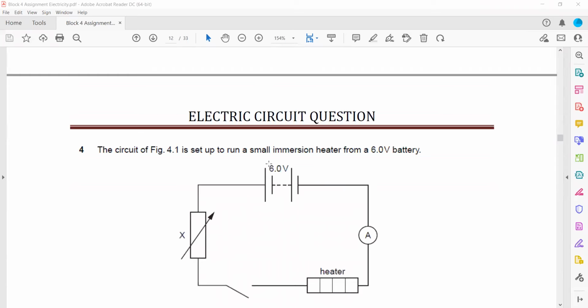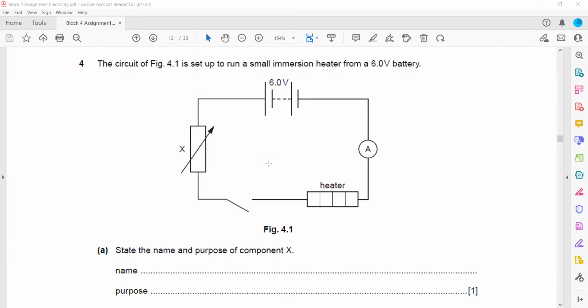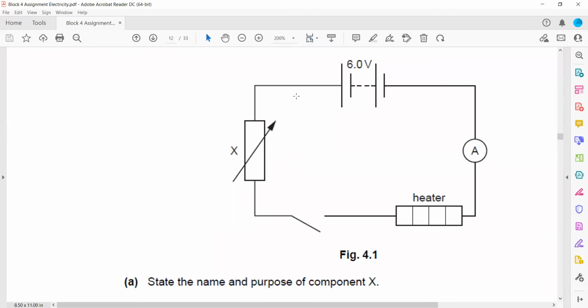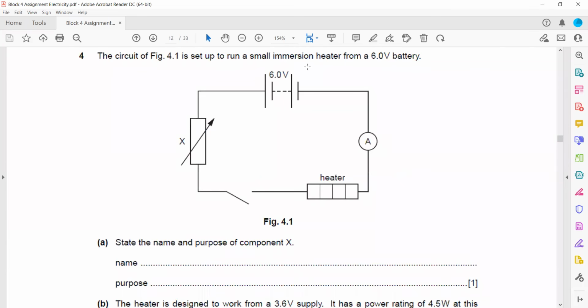So for electricity, the important thing is that you learn the formulas. Once you learn the formula and you have an understanding of a circuit, then you can solve questions related to electricity. Now in circuit 4.1, a small immersion heater is there, which is 6 volt. State the name of component X. So what is this component X?